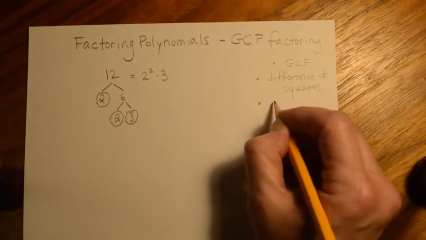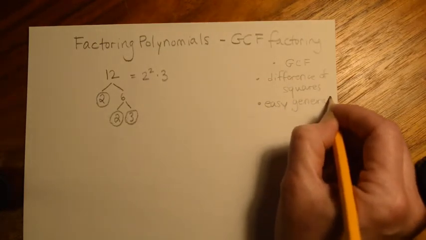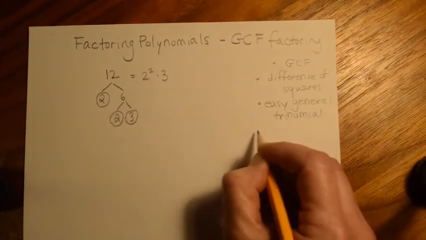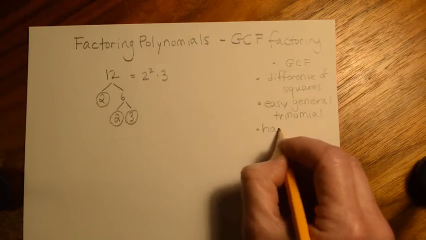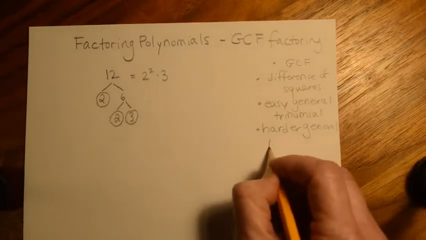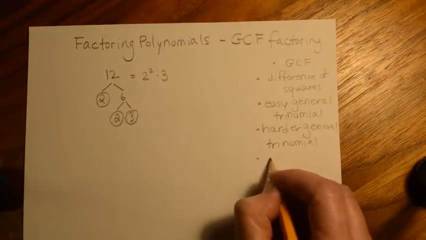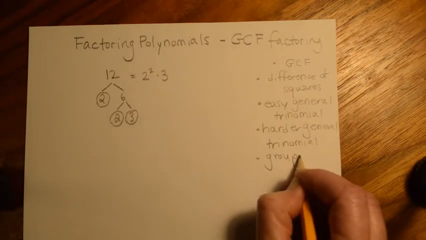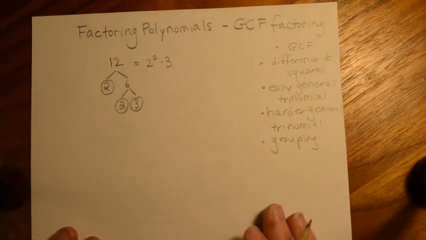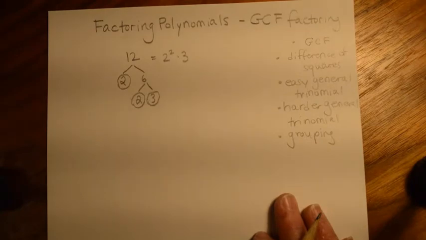The third type is easy general trinomial. The fourth type is harder general trinomial. And the last kind is called grouping. All right, there are other types, but if you can get these 5, you are well on your way to being a professional factorer.